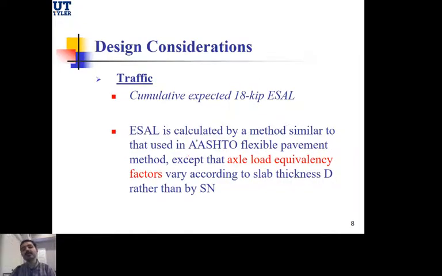When it comes to traffic, again, we need to obtain the cumulative expected 18-kip ESALs, where ESAL is the equivalent single axle load. ESALs are calculated by a method similar to what we did for the AASHTO for flexible pavement, except that instead of the factors that we discussed for flexible pavement, the load equivalency factors here would vary based on the slab thickness, which is the D, rather than the structural number.